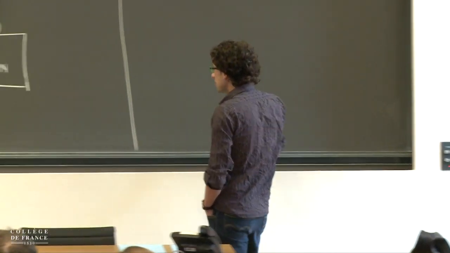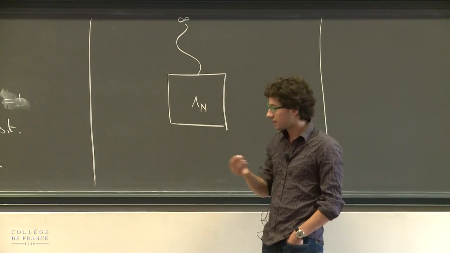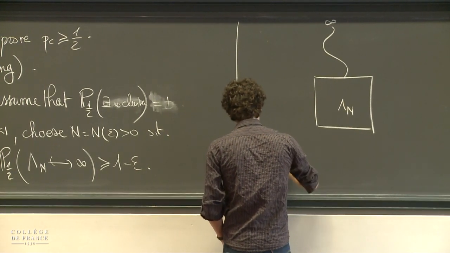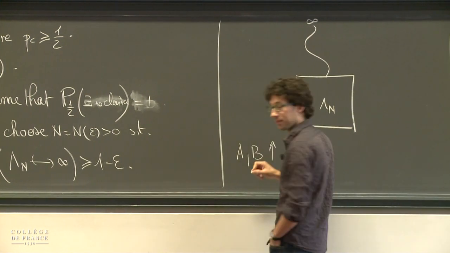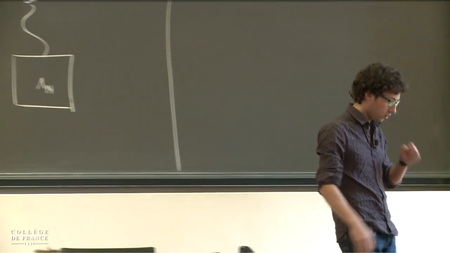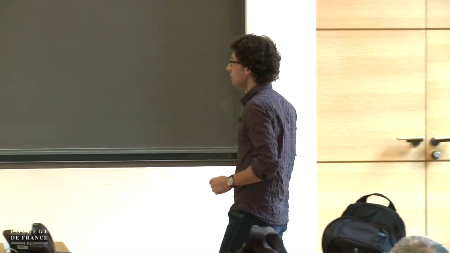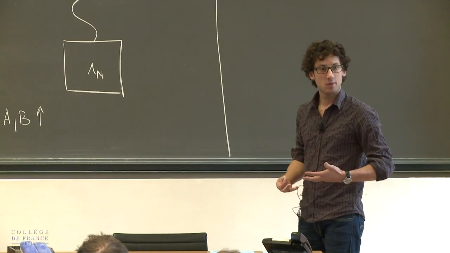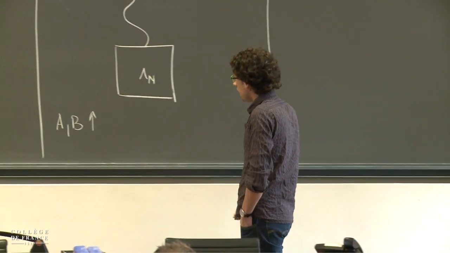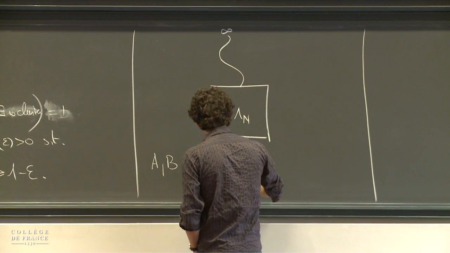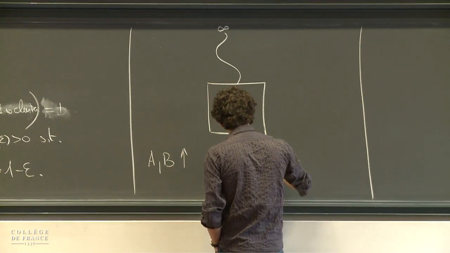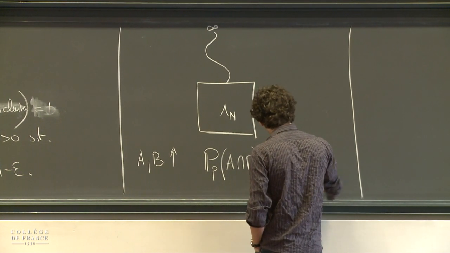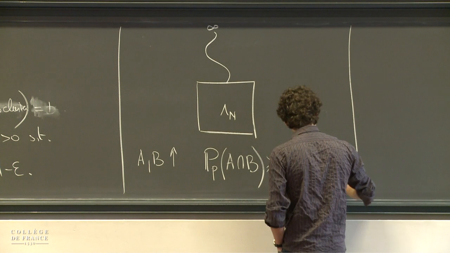Now notice, let's imagine, I'm going to do it with 2 events, but it works with 4. Imagine that I have 2 events, A and B, and that they are increasing, okay? So for those who were not there last week, an increasing event is an event which is stable when you add open edges. And for these events, we know the following inequality, that the probability of the intersection of the 2 events is larger or equal to the product of the probabilities. It's called the FKG inequality.